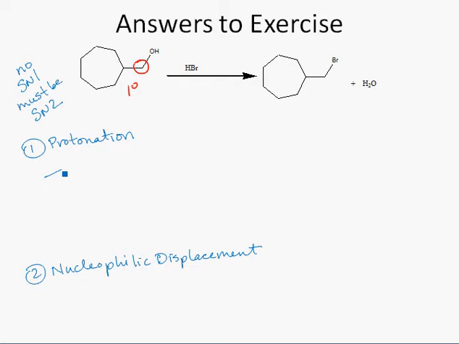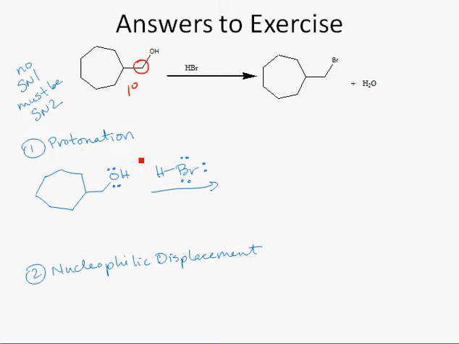So I'm going to redraw my alcohol. Of course, I picked the hard to draw 7-membered ring. That's going to be protonated by our acid. I'm going to draw in my lone pairs on everyone so we can keep exact track of where everybody goes.